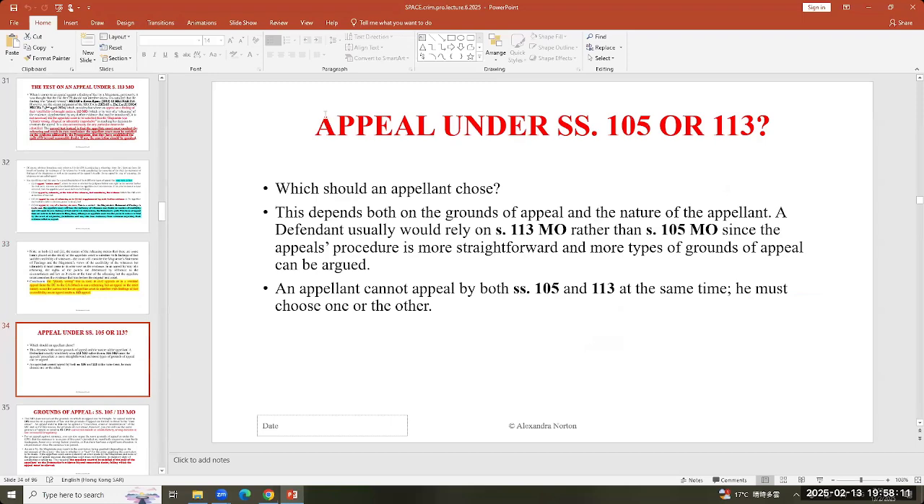Now, I said earlier that an appellant has to choose whether to proceed under Section 105 or 113. He can't do both. Which he chooses generally depends on what he's appealing. If it's a question of law, he could use 105, but from the defense perspective, they don't usually want to because it's going to cost them more money.